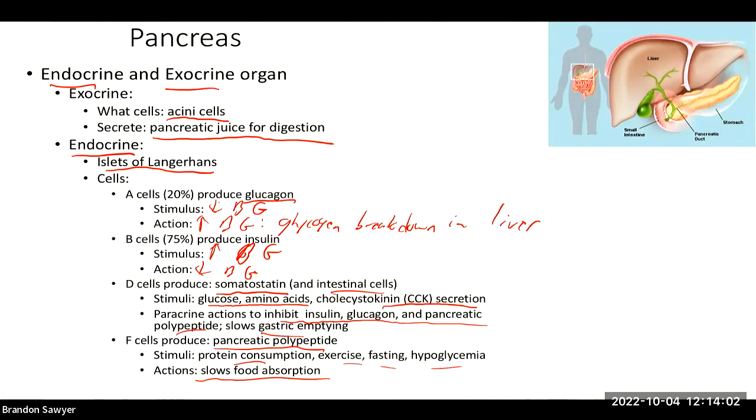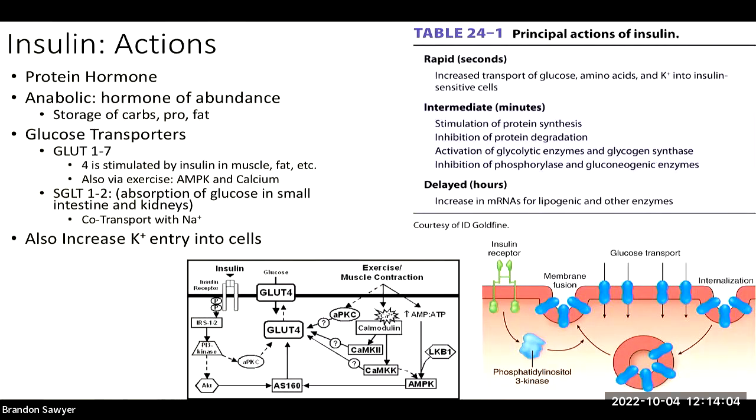So, all the actions of insulin. Insulin first is a protein hormone, right? So that means where's it going to have its effects, on the outside of the cell or the inside of the cell? Outside, right? It can't get through the cell membrane, so it's got to have an insulin receptor. So we see this insulin receptor binds to it and sets off this chain of events inside, second messenger system style.